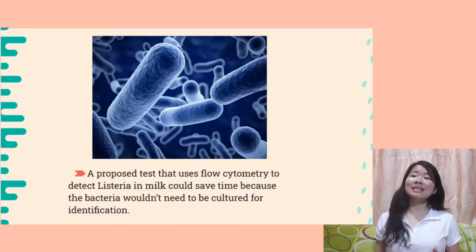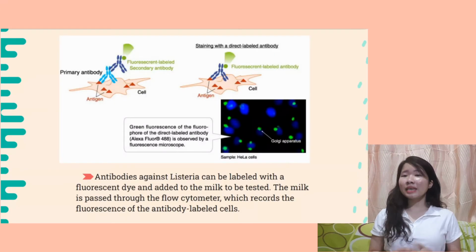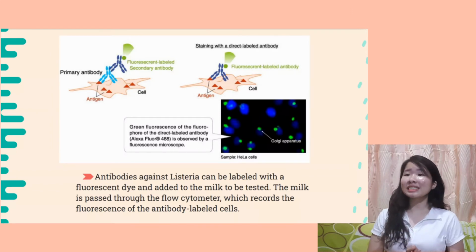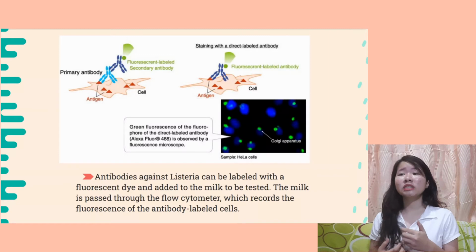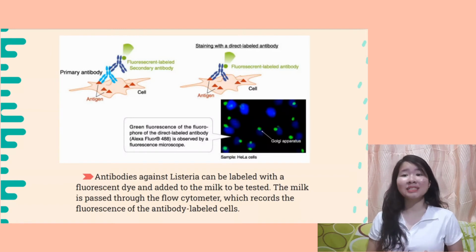A proposed test that uses flow cytometry to detect Listeria in milk could save time because the bacteria wouldn't need to be cultured for identification. The antibodies against Listeria can be labeled with a fluorescent dye and added to the milk to be tested. The milk is passed through the flow cytometer, which records the fluorescence of the antibody-labeled cells. And that's it for flow cytometry.